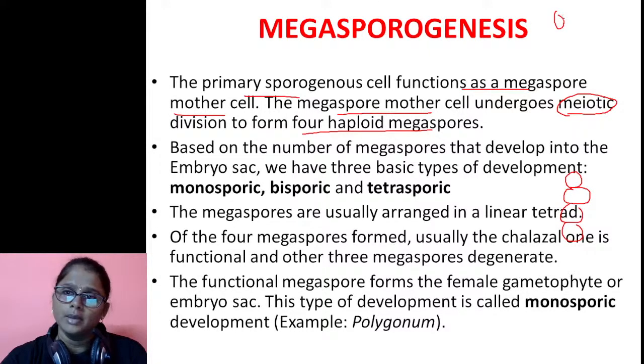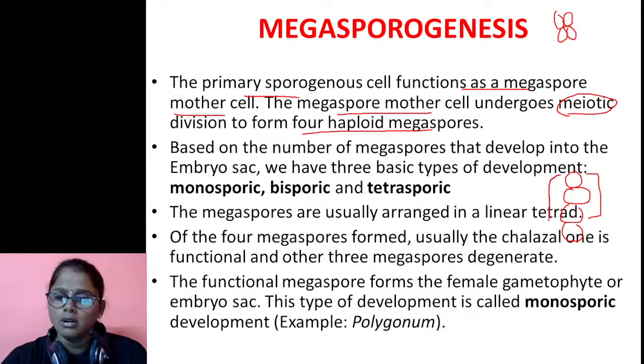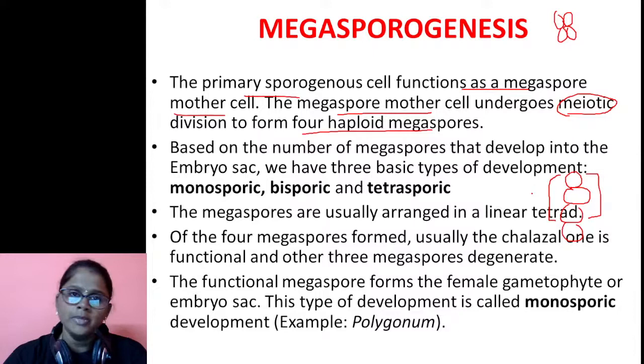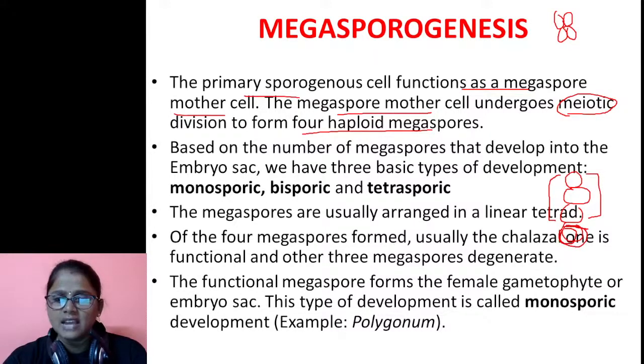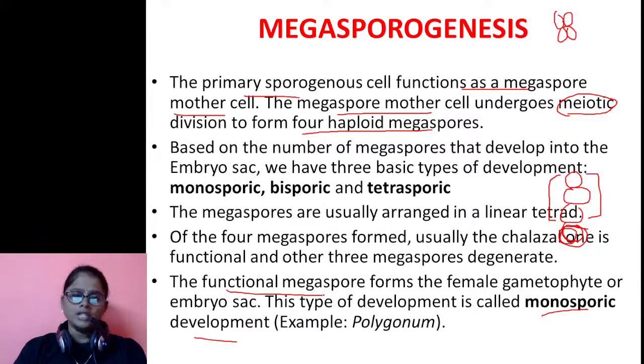மைக்ரோஸ்போரோஜெனிசிஸ்ல அப்படி இருக்காது. இந்த மாதிரி கிளஸ்டர்டு டெட்ராய்ட்ஸ் இப்படி இருக்கும். இதில் வந்து லீனியராக இருக்கும் டெட்ராய்ட், ஒன்றுக்கு அப்புறமா ஒன்று இந்த மாதிரி. இதில் வந்து செலேசல் எண்டில் இருக்கிற 3 megaspores may degenerate and they will not be going to form the megaspore. So only one will survive and that survival is called as a monosporic development ன்னு சொல்றோம். So ஒன்னே ஒன்று மட்டும்தான் functional megaspore மாறும், that is female gametophyte develop ஆகும் embryo sac குள்ள.